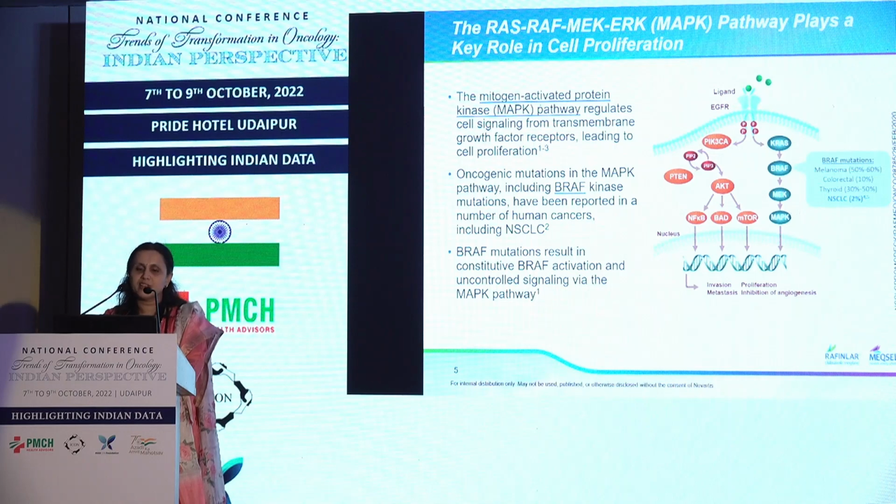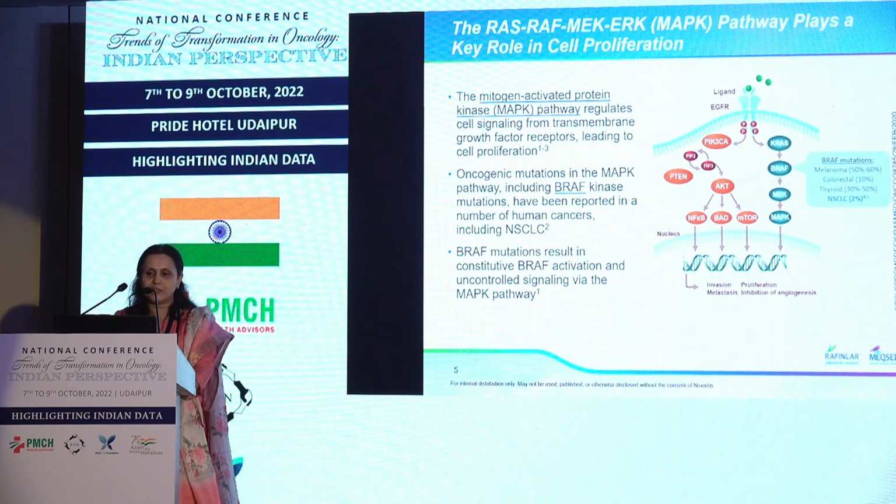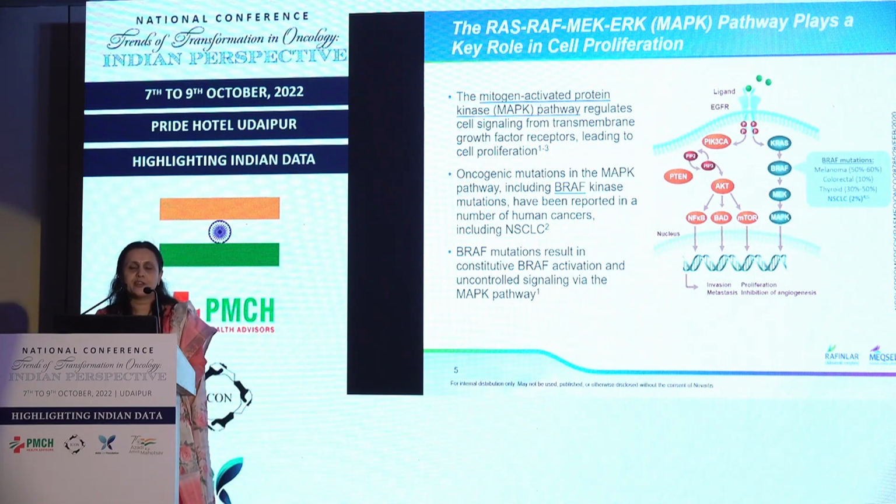BRAF mutation results in constitutive BRAF activation and thus uncontrolled signaling via the MAPK pathway, which we can see in this picture: the KRAS, BRAF, MEK, MAPK. This pathway is mutated in a lot of cancers. In melanoma, in 50 to 60% of cases we see BRAF mutation, and the data from melanoma has been extrapolated and put into use in colorectal and lung cancer as well.